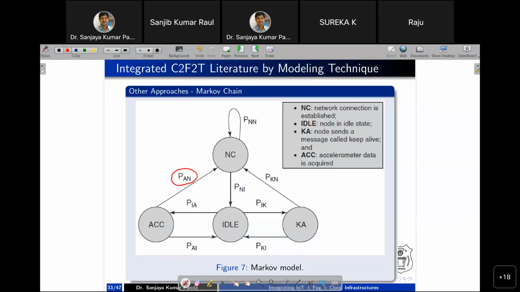Similarly, ACC to idle is P of AI, and a transfer from the idle state to the ACC state is P of IA. Like when you consider a particular virtual machine, we consider whether it is in the idle state, the sleep state, the switched off state, or the active state. Similarly, between idle and the keep alive state, we have PIK and PKI. The transfer time is not equal to the receiving time. The reason for taking two, PIK and PKI, is that the transmit time is not equal to the response time, or the uplink time is not equal to the downlink time. That's why we consider both things simultaneously.